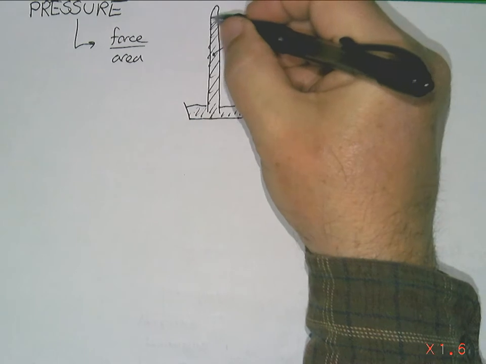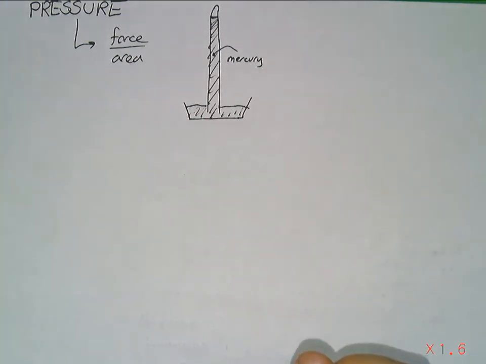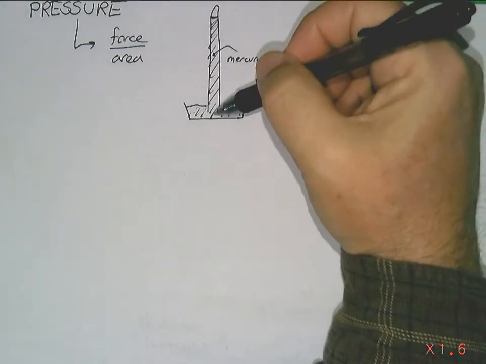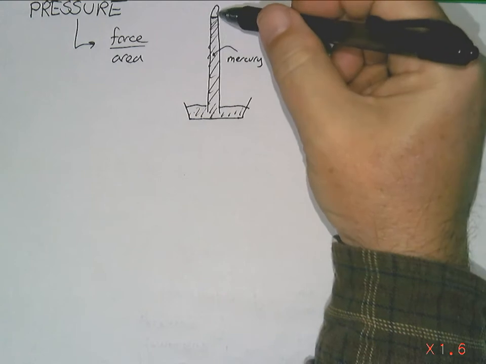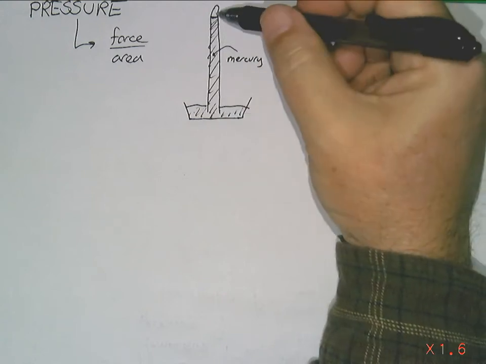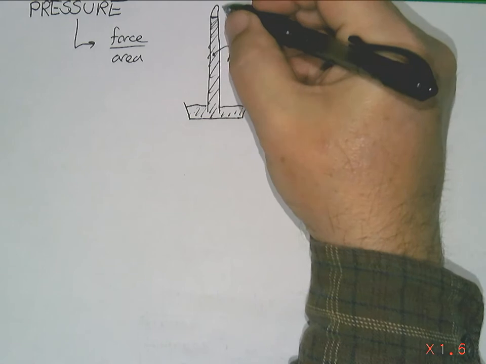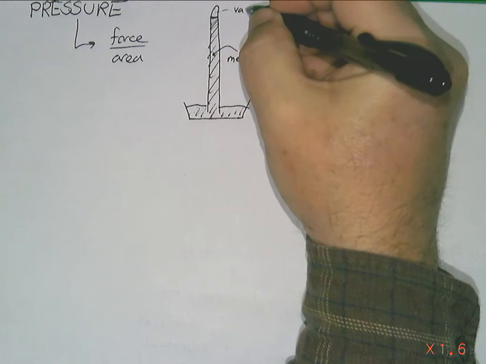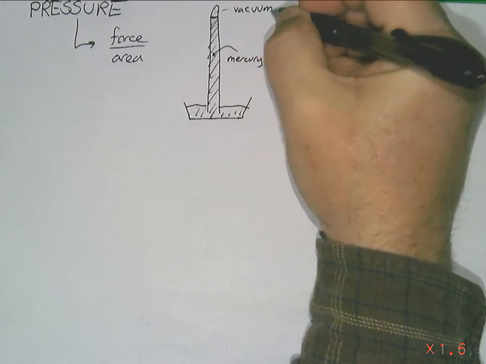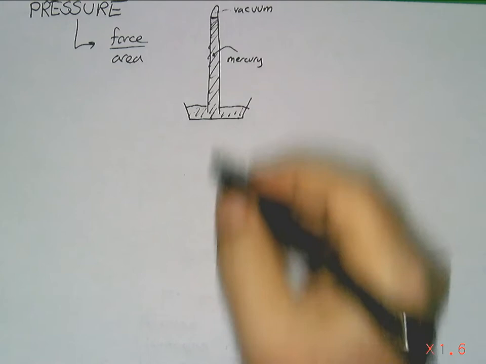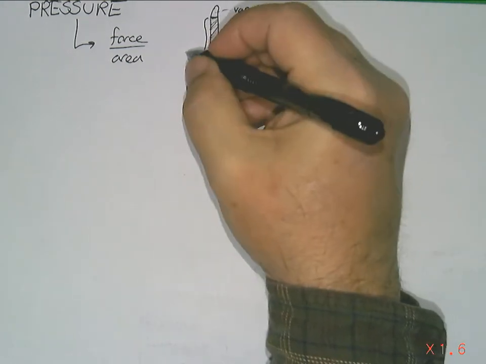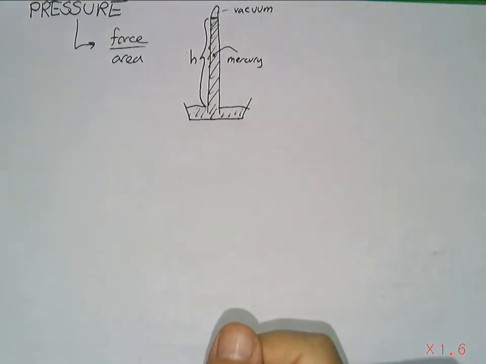Now you see something funny happen. The mercury pulls away from the top of the tube. Even though this was all filled up with mercury, when you tip it over into the dish like this, it'll pull away, and you'll see a small amount of space here. In there, you have pretty much a vacuum. Now, the height of the mercury column, we'll call H. And it's a measure of how much atmospheric pressure you have.